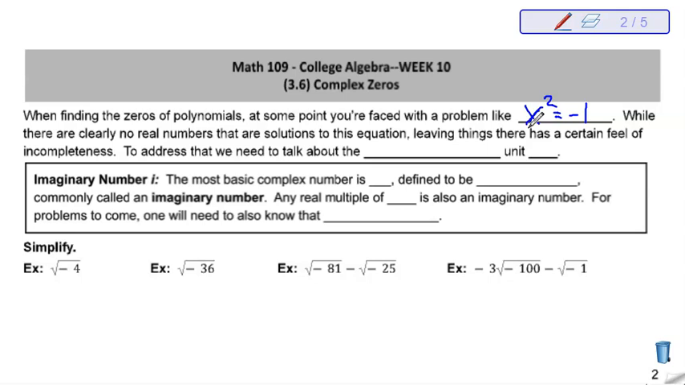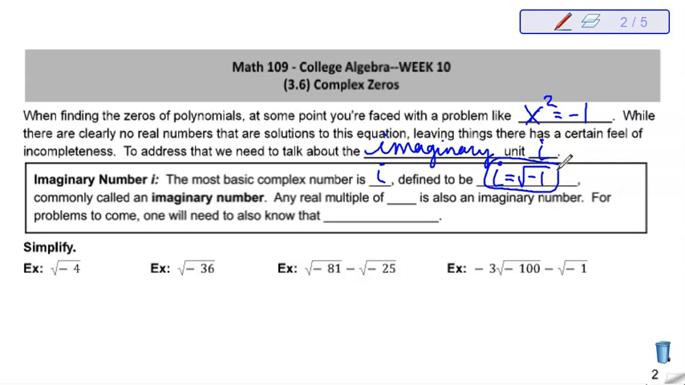So to address this, we need to talk about an imaginary unit, and mathematicians call that unit i. The imaginary number i, which is usually written with a script i, is the most basic number, and it is defined to be the square root of -1. That is something very important that you need to make sure you remember.